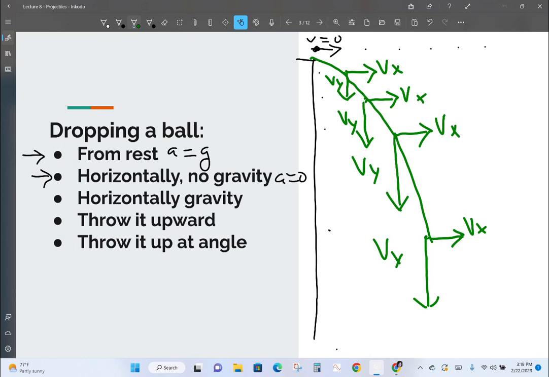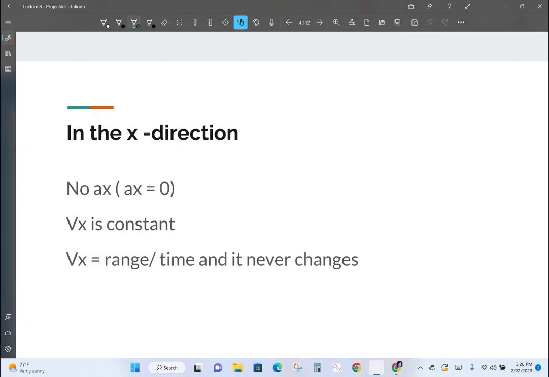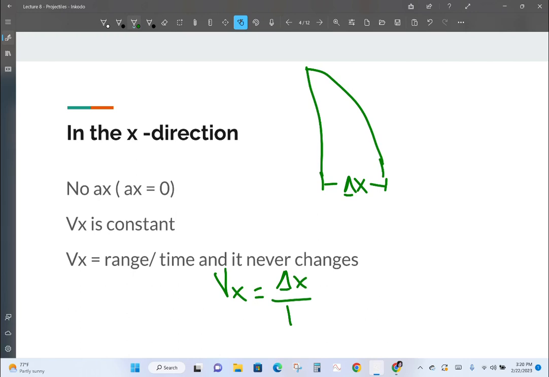So it's accelerating in the y direction, but it's not accelerating in the x direction. In the x direction, there's no acceleration. Vx is constant. If I draw that picture again, the range would be this. So Vx is equal to the range divided by the total time it's in the air. There's no acceleration involved because it's pushing forward at a constant rate.